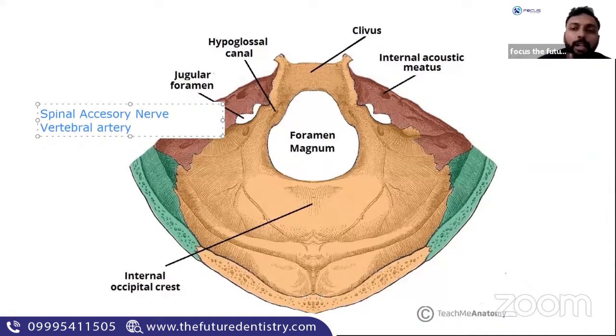Yes, 11. So the 11th cranial nerve has two parts. One is the spinal part, which comes out through the foramen magnum. Another is called the cranial part, which goes out through the jugular foramen. We'll talk about it later. Okay, so you have the spinal accessory nerve.